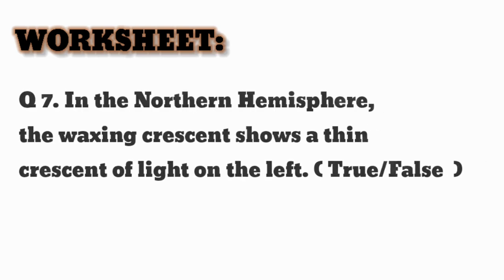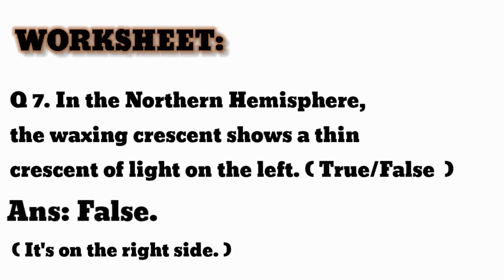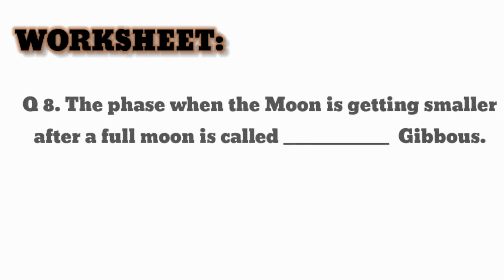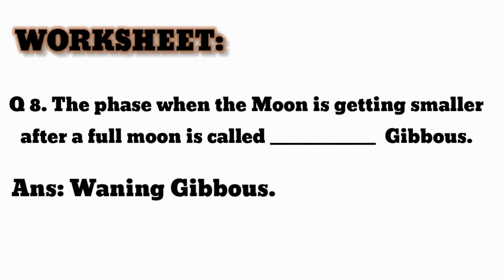Question 7. In the northern hemisphere, the waxing crescent moon shows a thin crescent of light on the left. True or false? And the answer is false. It's on the right side. Question 8. The phase when the moon is getting smaller after a full moon is called dash gibbous moon. And the answer is waning gibbous moon.